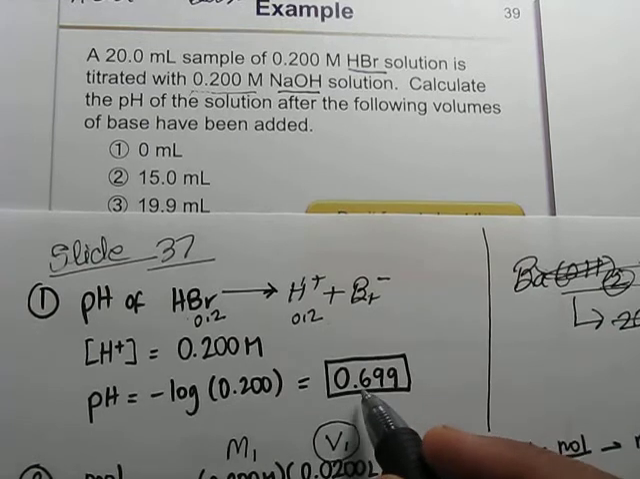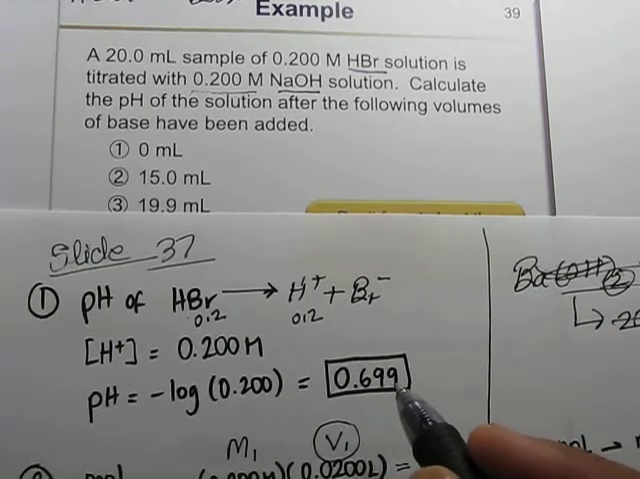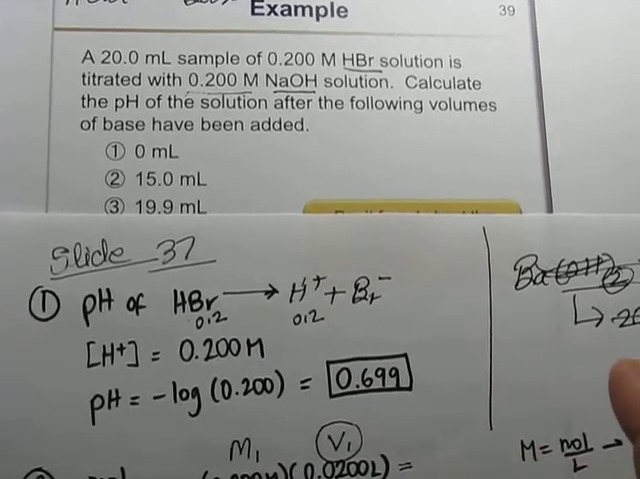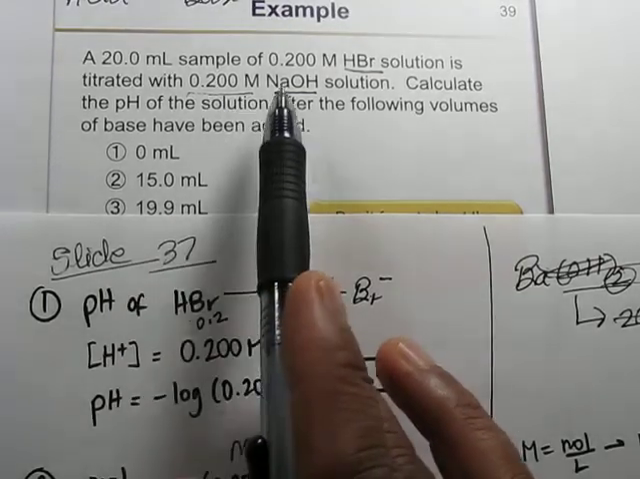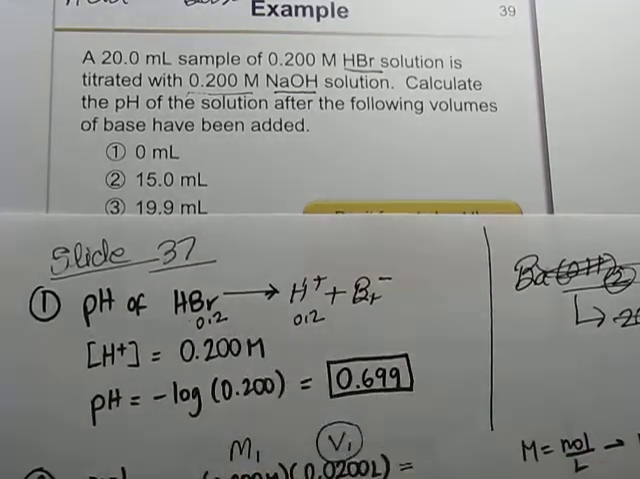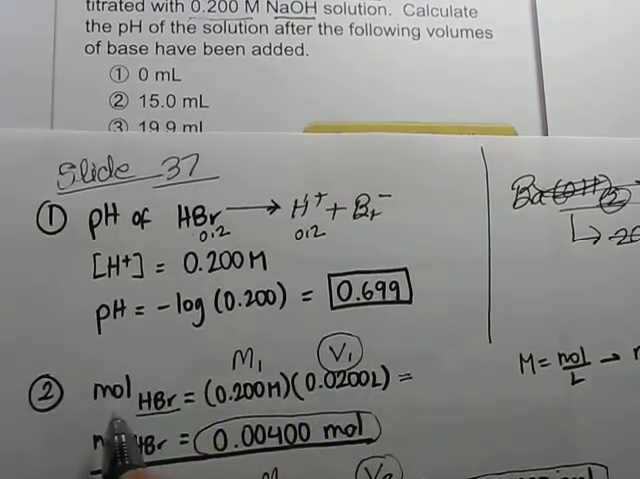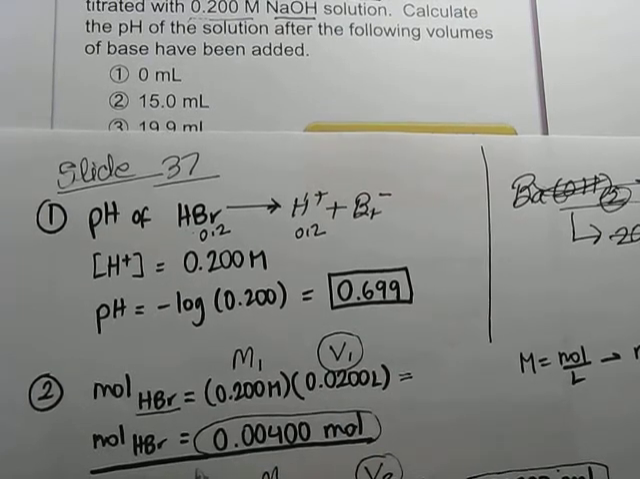So pH will be 0.699. This is highly acidic, even less than 1. So HBr is very acidic, right? Now we are going to add 15 ml of 0.2 molar NaOH into HBr. See what will happen. So we are going to add 15 ml of NaOH.